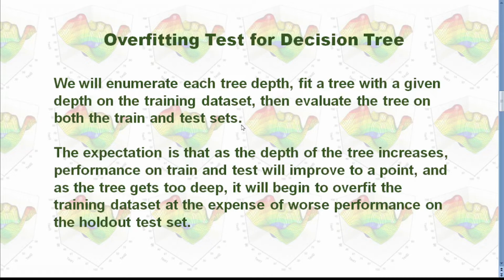We can imagine if we increase the depth of the tree, the training dataset will fit the model better, but not necessarily for the test set. The expectation is that as the depth of the tree increases, performance on train and test will improve to a point, and as the tree gets too deep, it will begin to overfit the training dataset at the expense of worse performance on the holdout test set. Now, let's go to Python and see how we can implement that overfitting test.